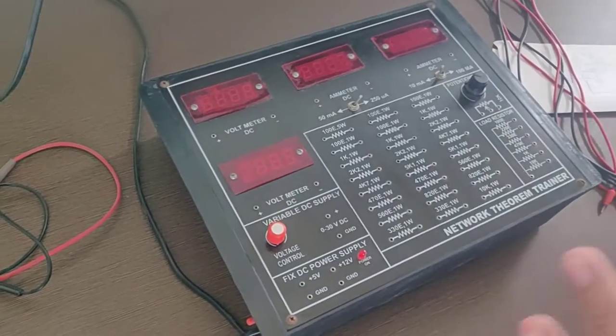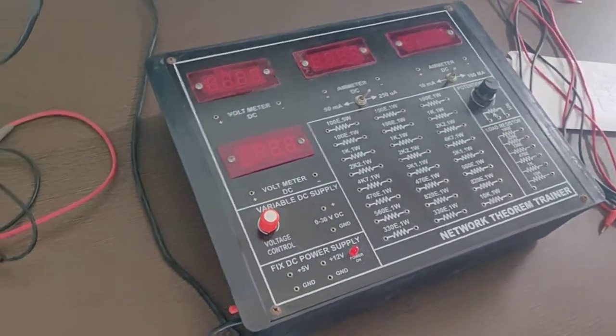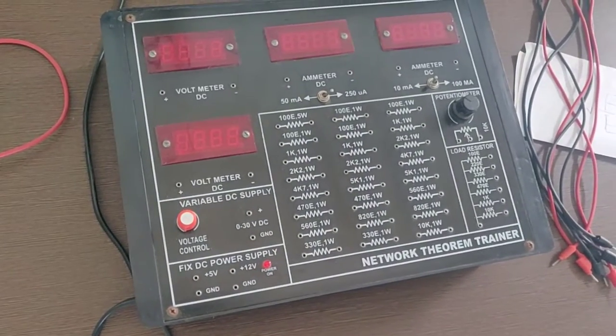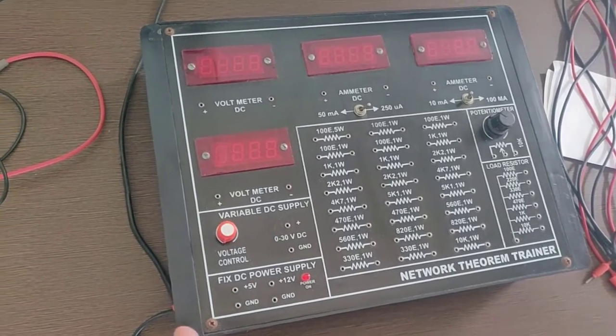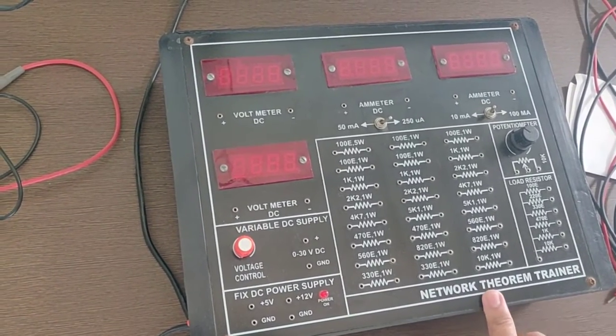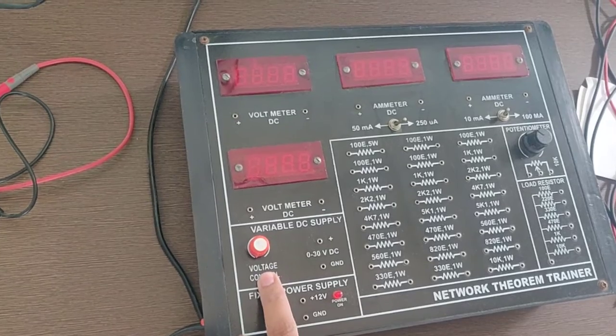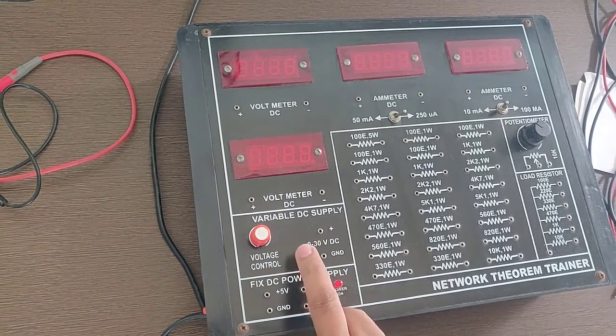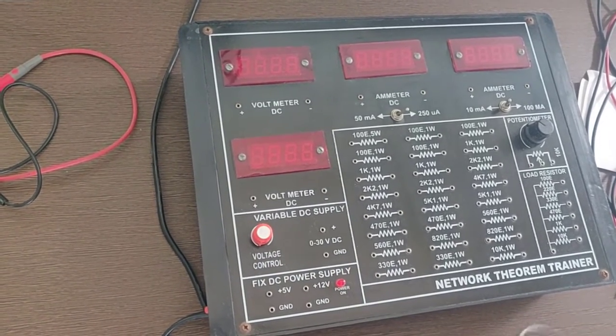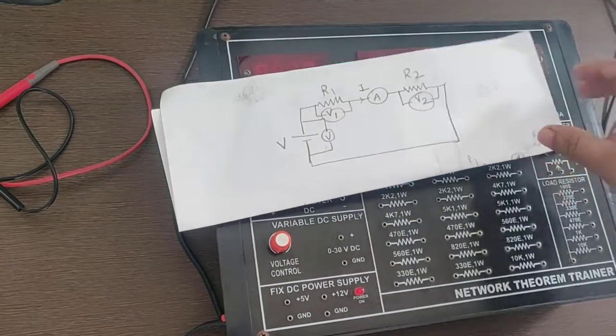Hello everyone. Today we are performing the practical of measurement of voltage, current and power through this DC trainer kit. This is a DC trainer kit from which we will get the DC supply, which is variable between 0 to 30 volts. Now what we have to do is connect this circuit like this.